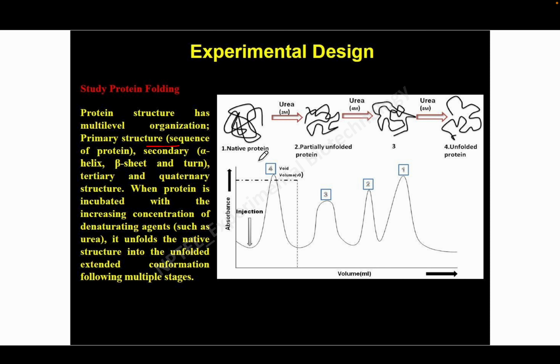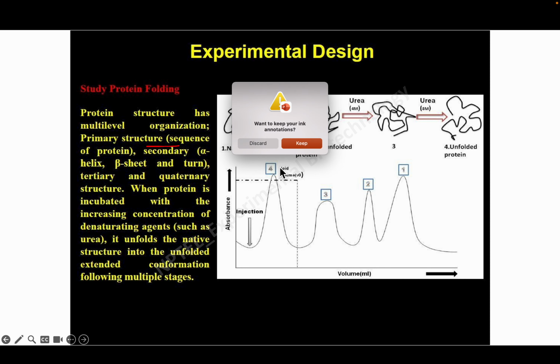So what will happen if the size is getting increased? That protein is coming out in the void volume after injection. So this is how we'll study protein unfolding and refolding. This is research problem 2 we need to discuss, and to be able to understand it clearly, you have to have the concept clear. We have this research problem also throughout the lectures. If you have any doubt, please feel free to ask me regarding this.